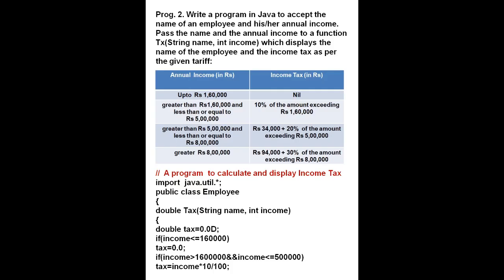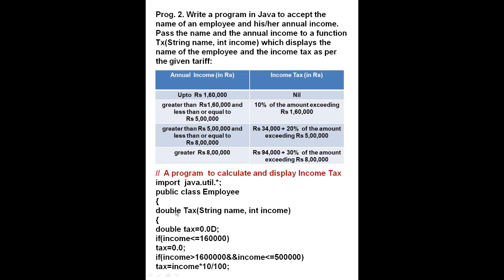Now next question. Write a program in Java to accept the name of an employee and his or her annual income. Pass the name and the annual income to a function. This is tax, String name, int income, which displays the name of the employee and income tax. First we will take this. Then this is the format: a program to calculate and display income tax.